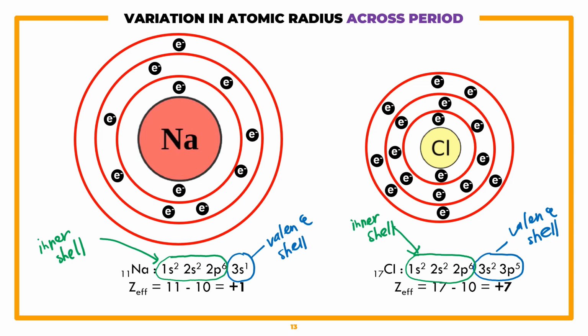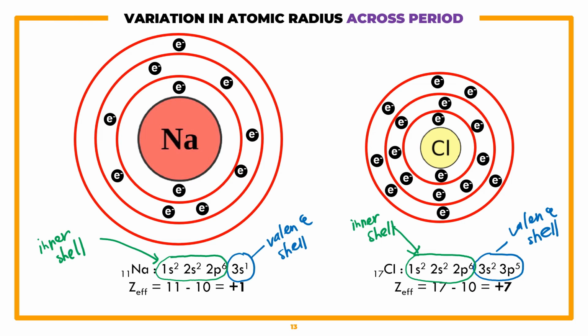So, by knowing the number of inner electrons in this inner shell, then you can calculate the ZEV for sodium. So, the value of ZEV for sodium is +1. Compared to the ZEV value of chlorine, since chlorine has 10 inner electrons, the ZEV value of chlorine will be +7. So we can see from these two values, even though they are located in the same period with the same principal quantum number, ZEV for sodium is smaller than ZEV of chlorine.